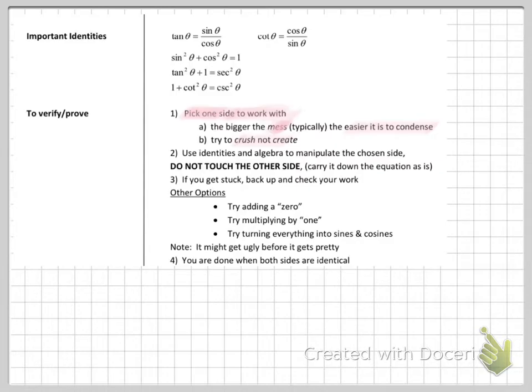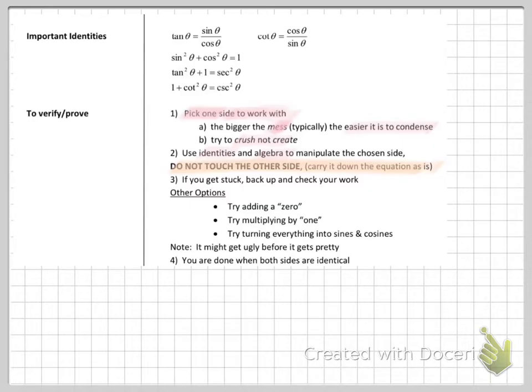You're going to use any of the identities and any algebra that you know to manipulate the chosen side. Do not touch the other side. You're not allowed to touch the other side, but you need to carry it down. It needs to be an equation, a true equation, every single step of the way.